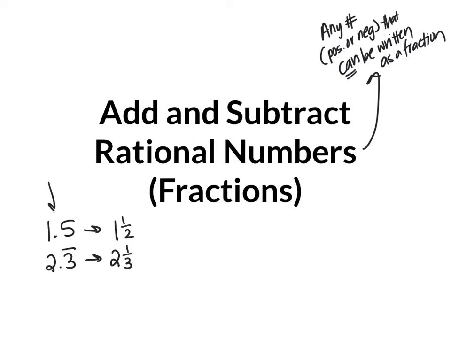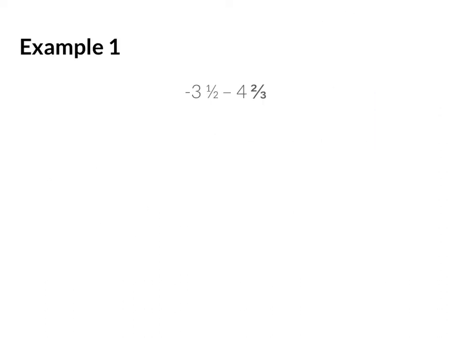So although we work in decimal form at times, rational numbers are any that can be written as a fraction, and today we're focusing on exactly those that are already written in fraction form, positive and negative. For example 1, I have -3.5, subtract 4 and 2/3. The first thing I'm going to do is estimate. I'm going to round this off to -4, subtract 5. And when I estimate it, that gives me about -9.